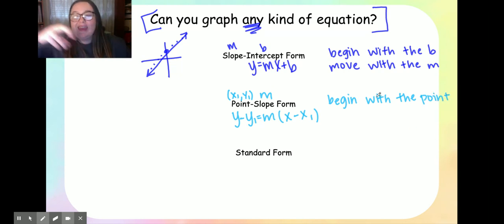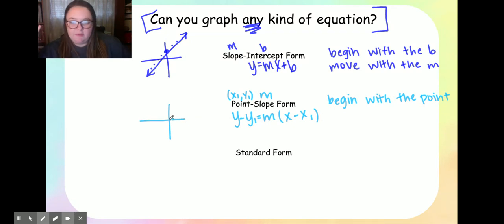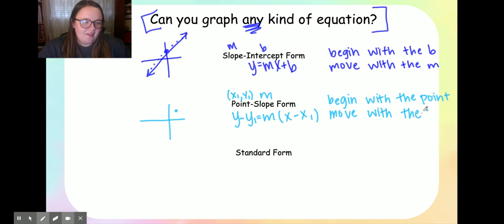That's the point that we take out of that equation. So if I took a point out of that equation, maybe that point was (3, 5), so I would go to (3, 5). And that is the point I'm starting with. It's not necessarily on the y-axis. It would be the point that I pulled out of that equation. And then the second step is the same. You always move with the m. The slope tells you how much to rise and run. So you start from that beginning point and then rise and run, rise and run, rise and run. Then you go the opposite direction. So it's almost like slope-intercept, but you don't always begin on the y-axis here. You begin at that beginning point that you pull out of that equation, okay?